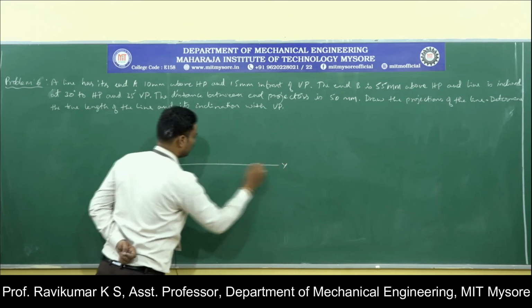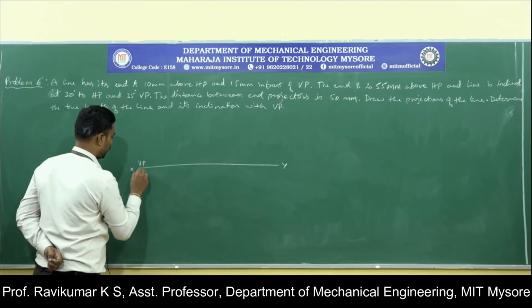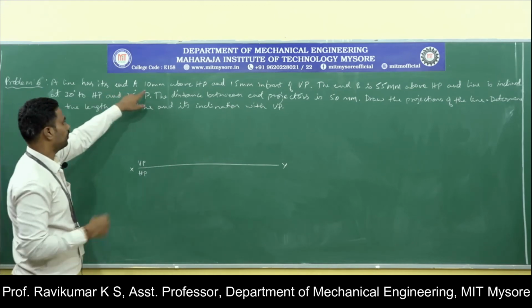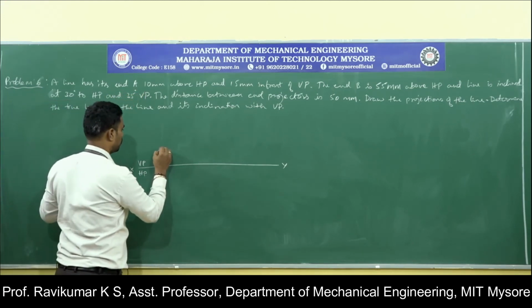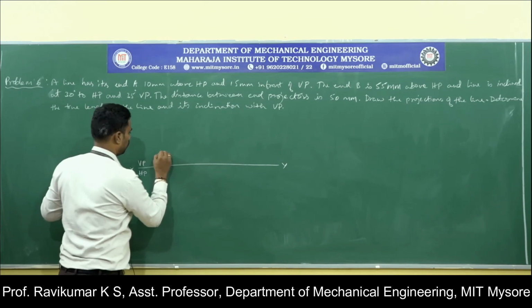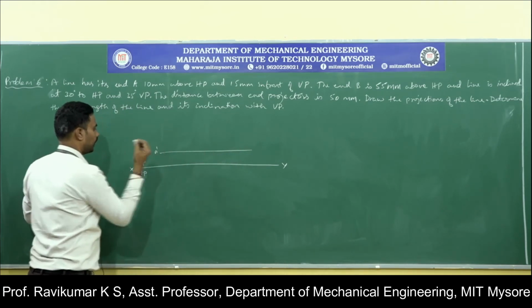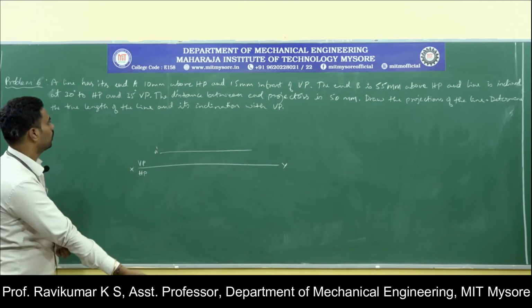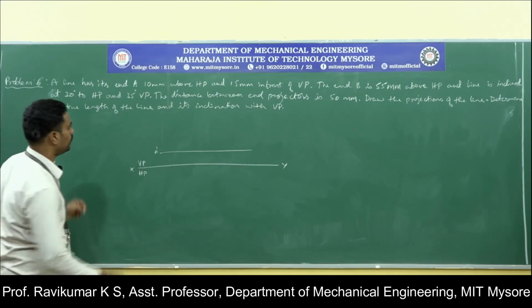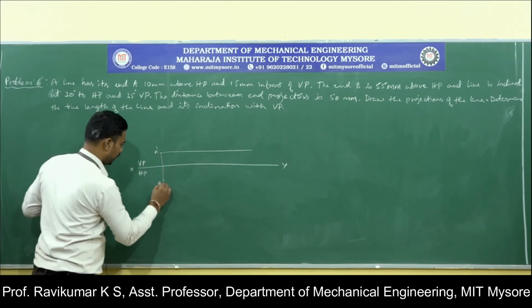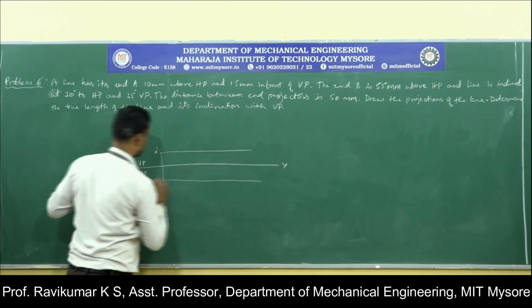X, Y, VP and HP. End A is 10 mm above HP. So 10 mm above HP, I am going to write the locus of A dash. Then 15 mm in front of VP. So 15 mm in front of VP, I am going to write the locus of A.